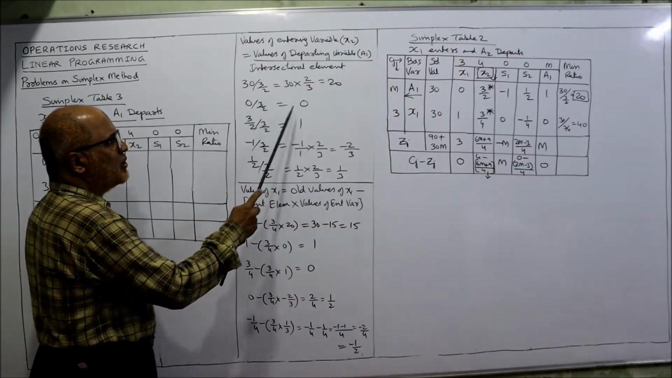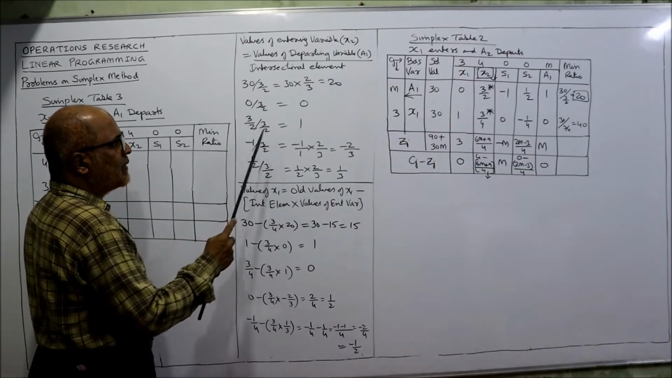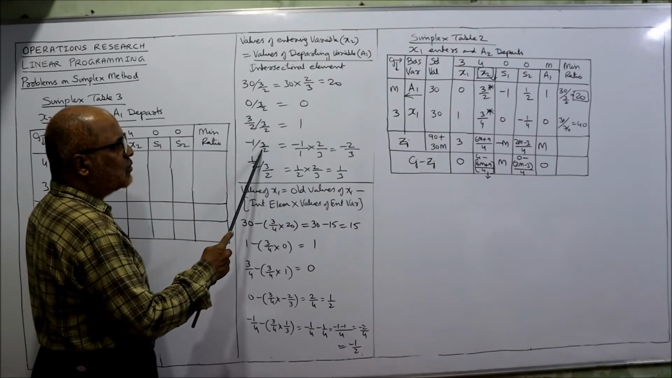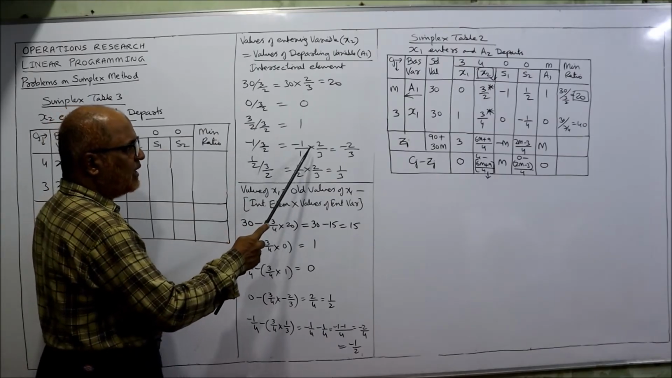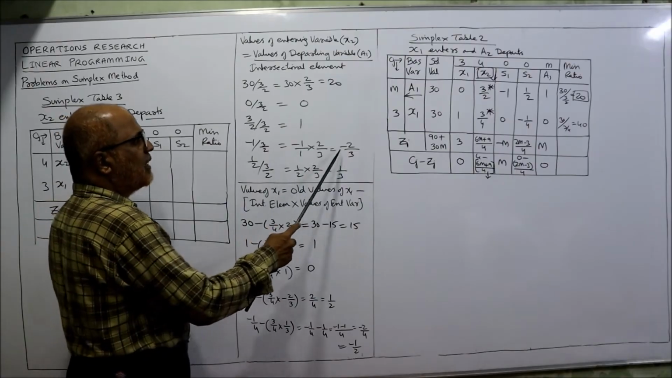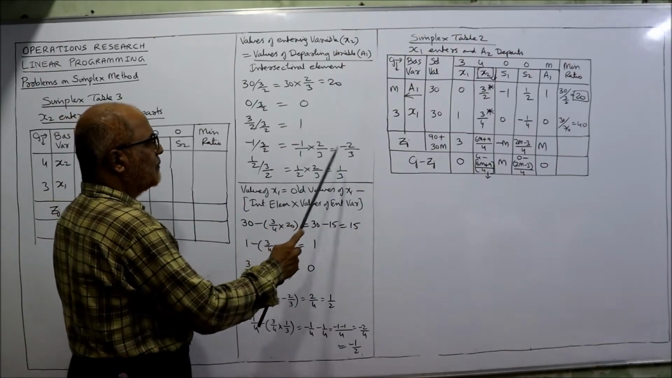0 divided by 3 by 2, 0. 3 by 2 divided by 3 by 2, 1. Minus 1 divided by 3 by 2. So minus 1 divided by 1 into 2 by 3. So it will become minus 2 by 3.